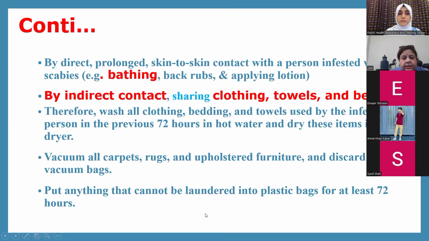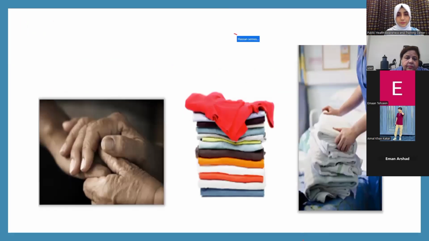Transmission is by direct prolonged skin-to-skin contact with a person infested with scabies, such as bathing, back rubbing, and applying lotions, and by indirect contact, sharing clothing, towels, and bedding. Therefore, wash all clothing, bedding, and towels used by the infested person in the previous 72 hours in hot water and dry these items in a hot dryer. Vacuum all carpets, rugs, and furniture and discard the vacuum bag as well because it is highly contagious. Put anything that cannot be laundered into plastic bags for at least 72 hours. Next, please. So, like this, wash the clothes and bed linens in hot water because it is highly contagious. Next, please.